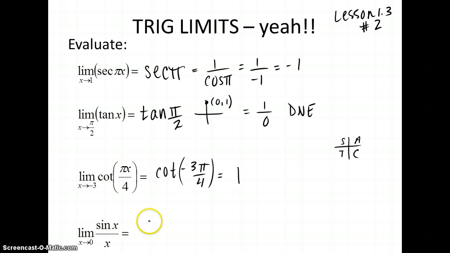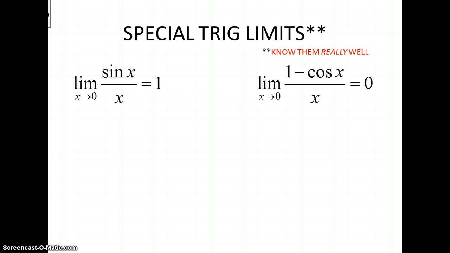Direct substitution, sine of 0 over 0. Sine of 0 is 0. So now we have one of our indeterminate forms. Okay, so an indeterminate form with a trig function. It's not as simple as factoring or rationalizing. They use their own trig limits in order to evaluate the problem.